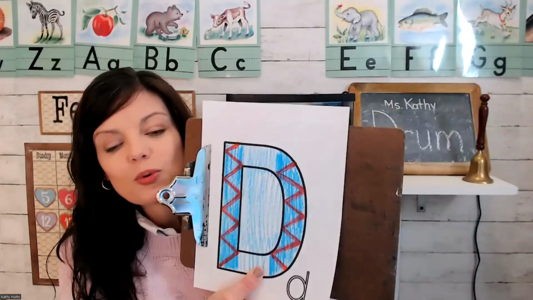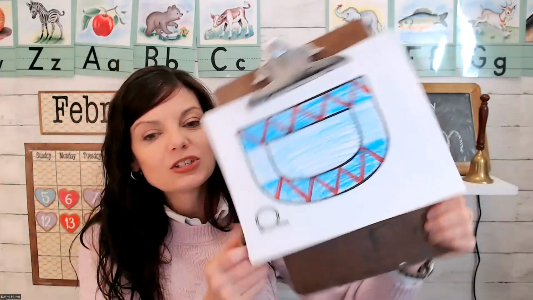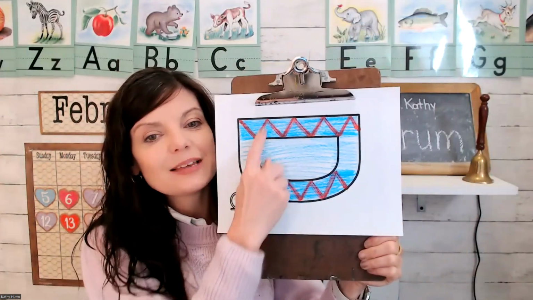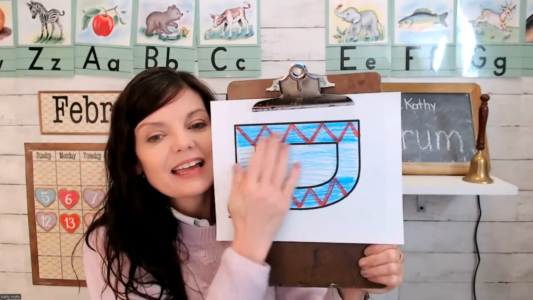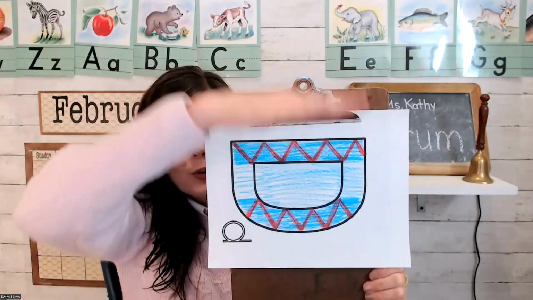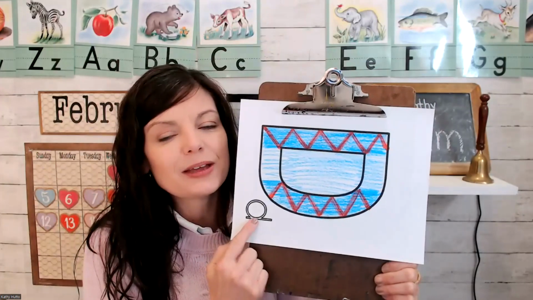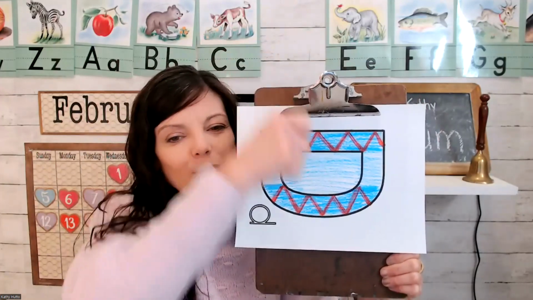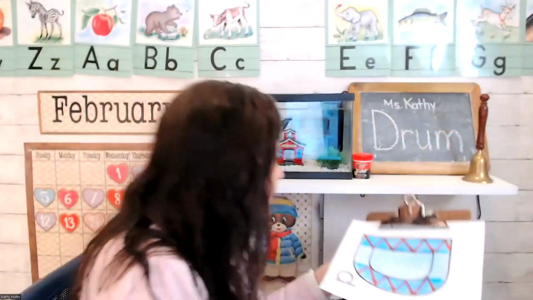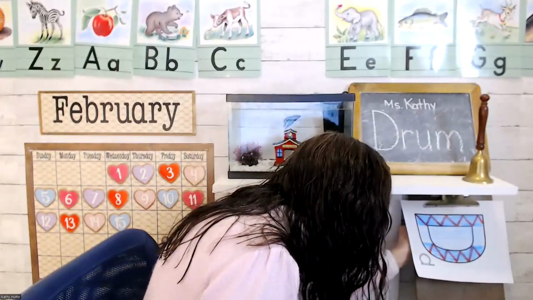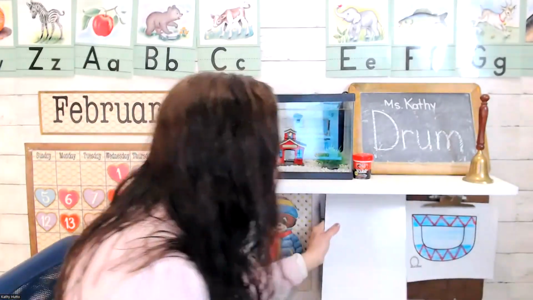D is for drum. So I turned it to the side and I just did some zigzag lines and colored it blue. So now, boom, boom, boom, boom, boom. I have a letter D drum. This can be my drumstick. Boom, boom, boom.